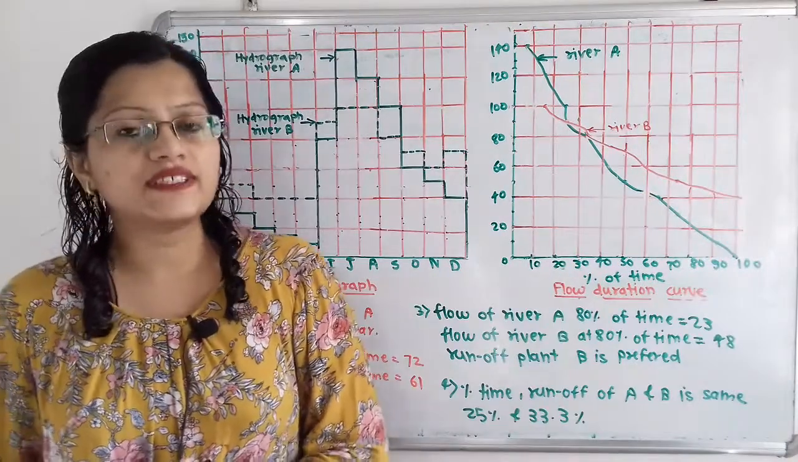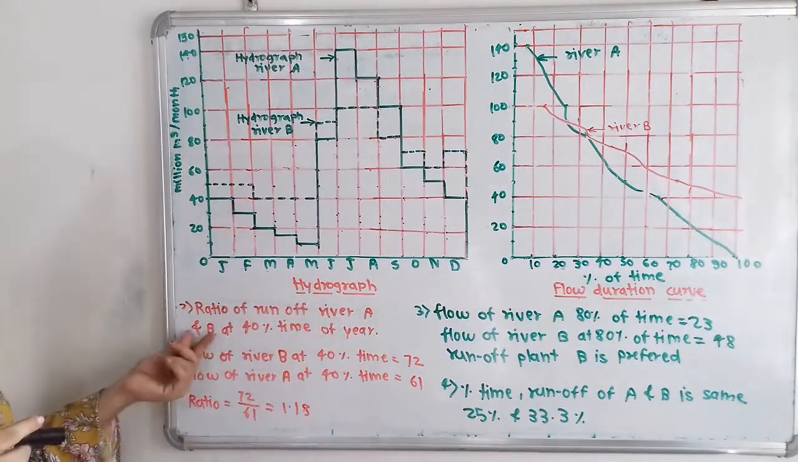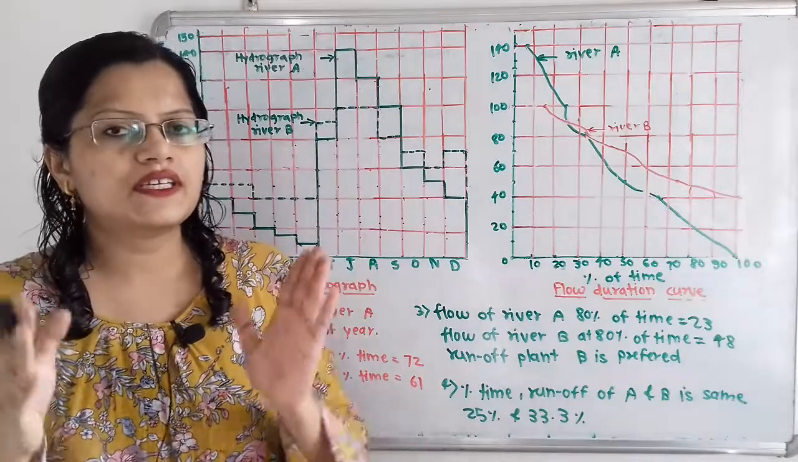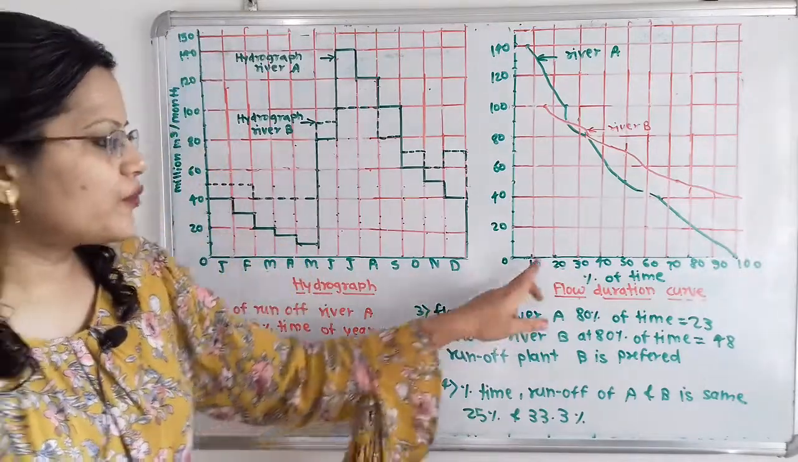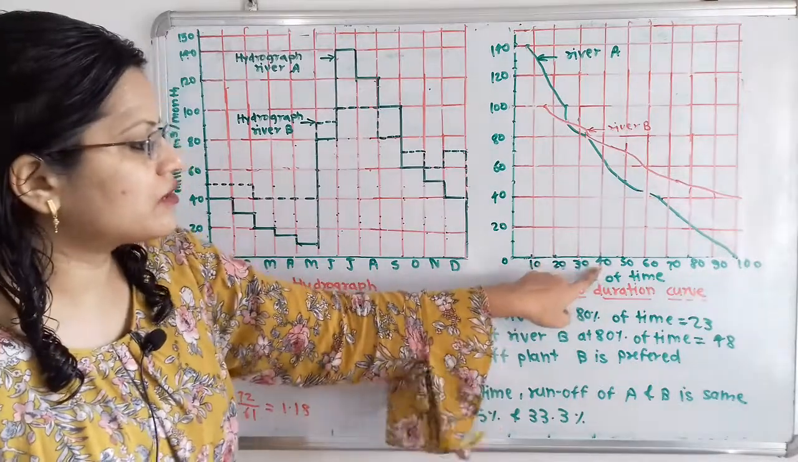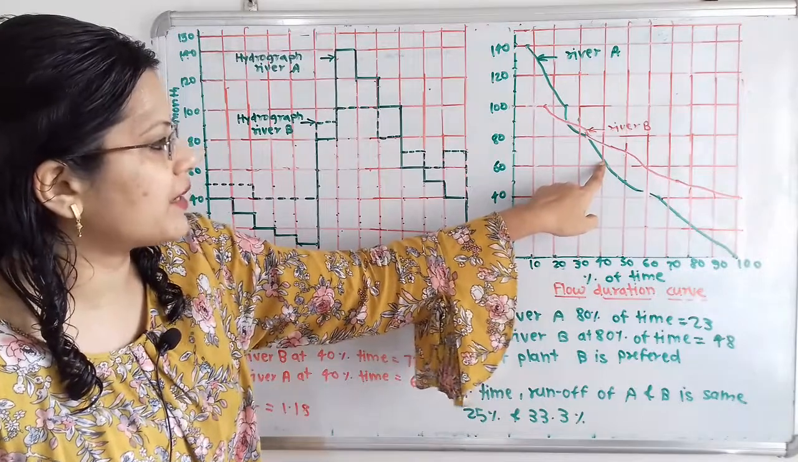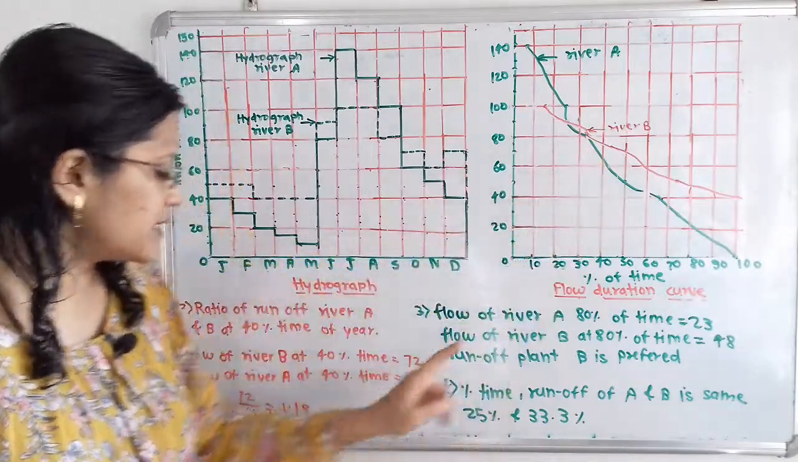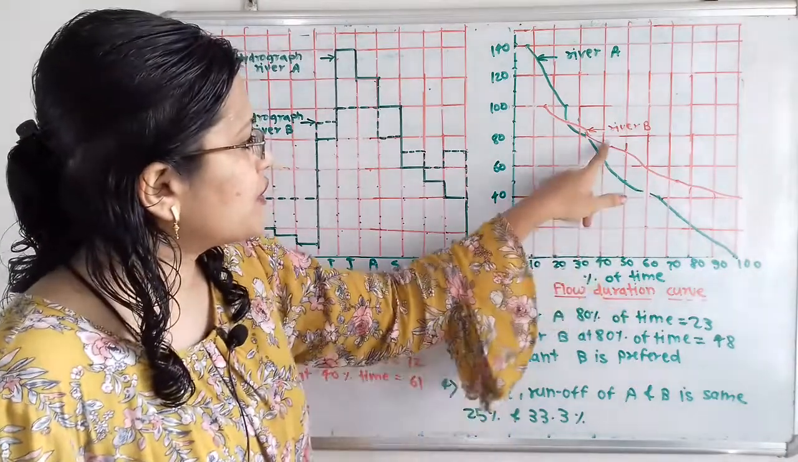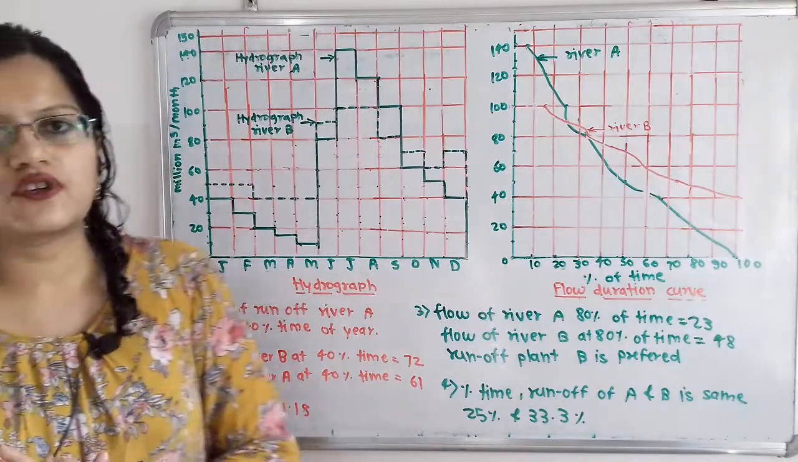Now we will move for the second question. We have to find out what is the ratio of river A and river B at 40% time of year. So here percentage of time is given. So we have to refer this flow duration curve. From this flow duration curve, at 40% of time, what is the flow for the river A? It is more than 60, that is 61 million meter cube per month. And for river B, it is more than 70, that is 72 million meter cube per month.